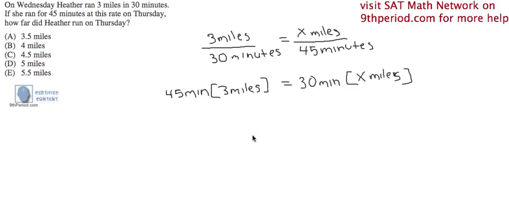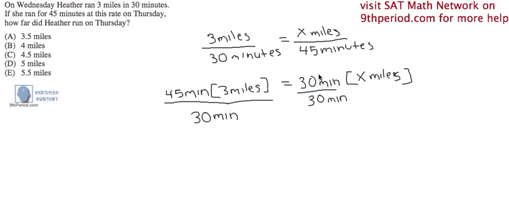All right, so the key here is we need to solve for x. So how do we solve for x? How do we isolate x? Well, we need to divide by 30 on both sides. So we're going to divide by 30 minutes. Remember to note your units. Remember, in an equation, what you do to one side, you do to the other. So that's why we're dividing both sides of the equation by 30 minutes.